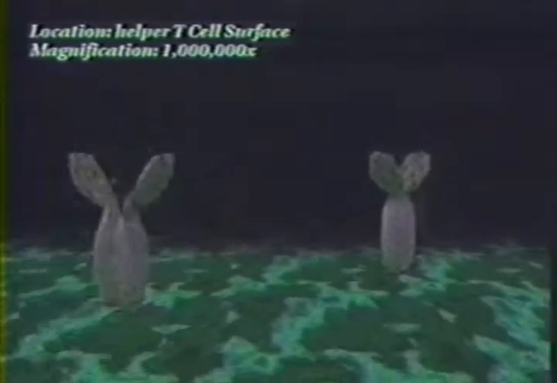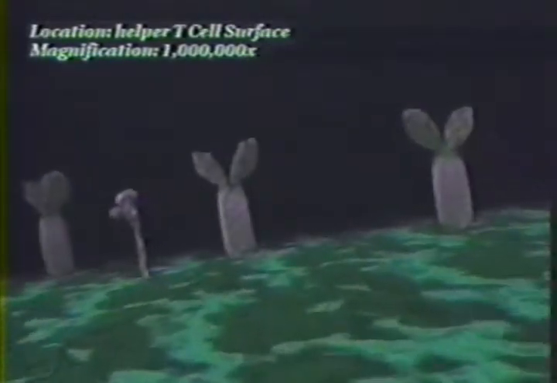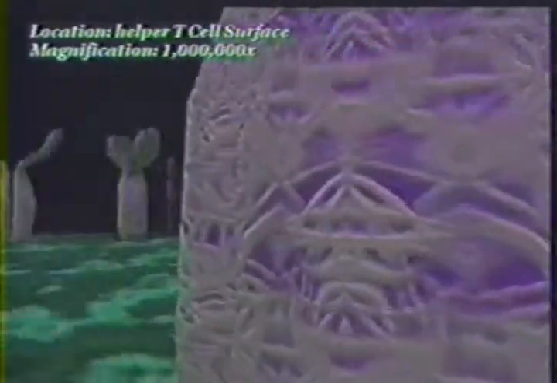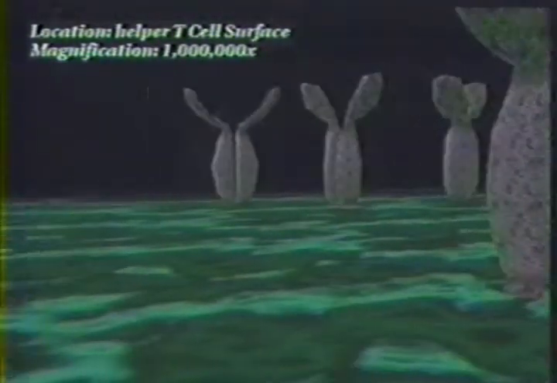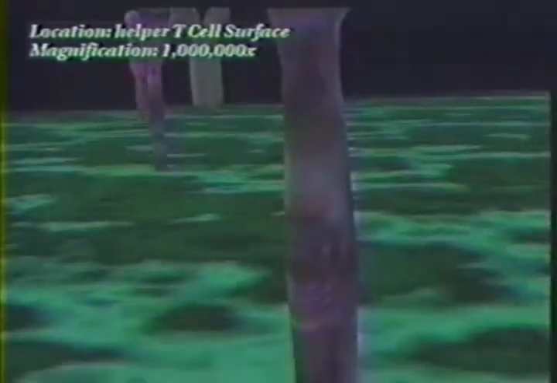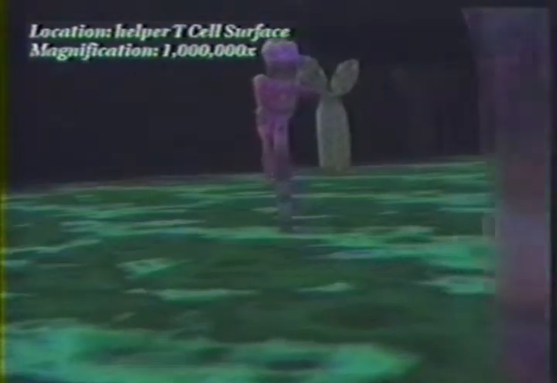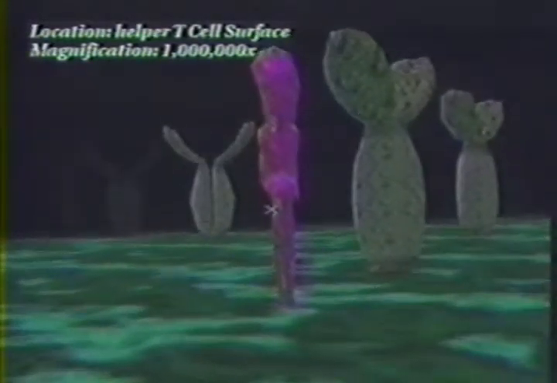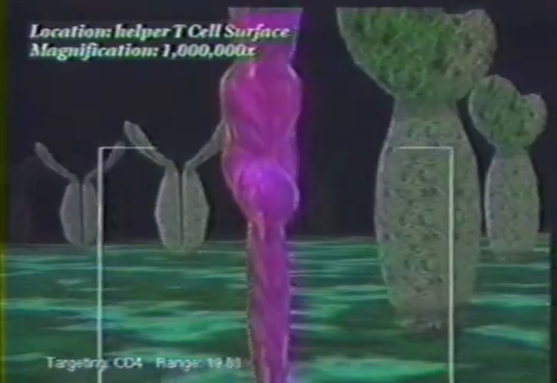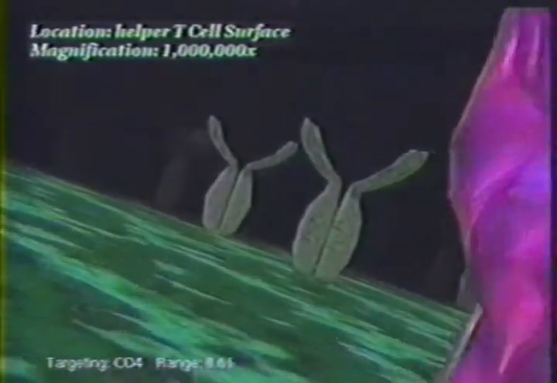On approach to the surface of this helper T cell, we see the characteristic T cell receptors, also seen on the surface of the killer T cell. Looking further, we see MHC class I, our cellular footprint, found on the surface of all nucleated cells. Continuing our examination, we further encounter a CD4 molecule, characteristic of helper T cells, which we wish to photograph and store in the Virtual Explorer's database for further study.